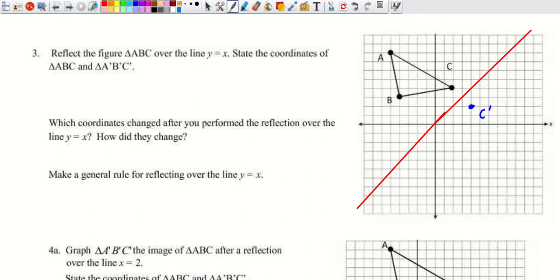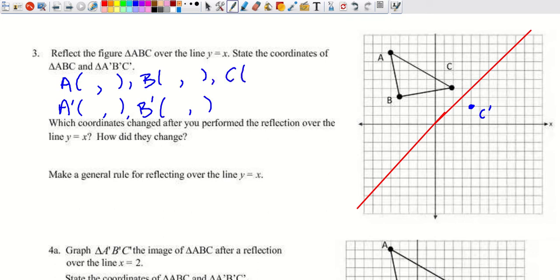So we can see the point, A is going to have some coordinate, and A prime is going to have some coordinate. We'll get there in a second. Okay, and then B is going to have something, and B prime is going to be something, and then we have point C, which is the point (2, 4), and we can see that C prime became the point (4, 2). And so what happened? The x and y coordinates switched.